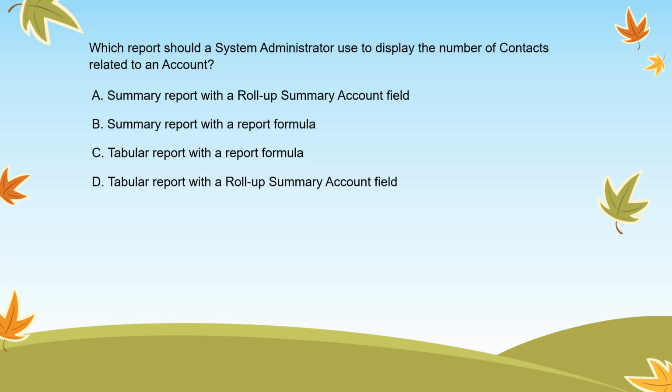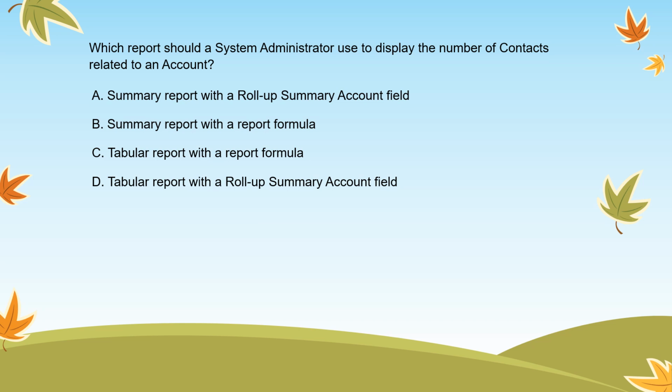Which report should a system administrator use to display the number of contacts related to the account? A, a summary report with a roll-up summary account field. B, a summary report with a report formula. C, a tabular report with a report formula. D, a tabular report with a roll-up summary account field. So we know that they want a number. So a number means it's going to have a summary, right? So a summary report with a roll-up summary account field, that's not going to do what we need it to do, but it sounds right, right?